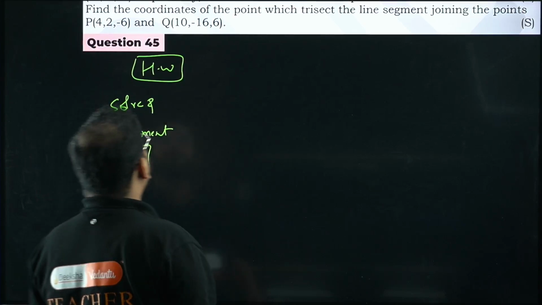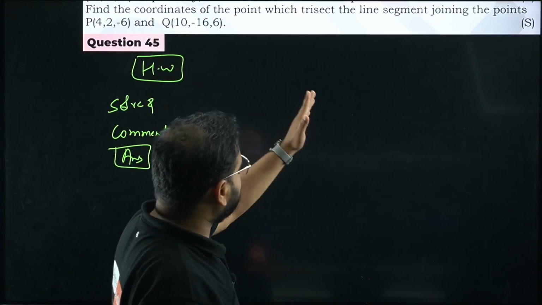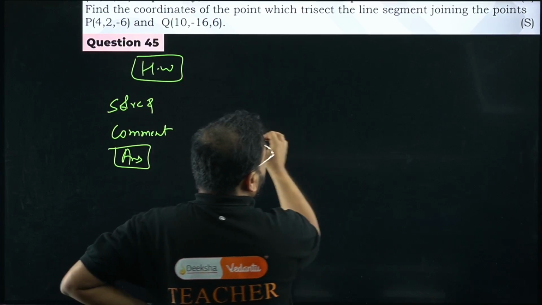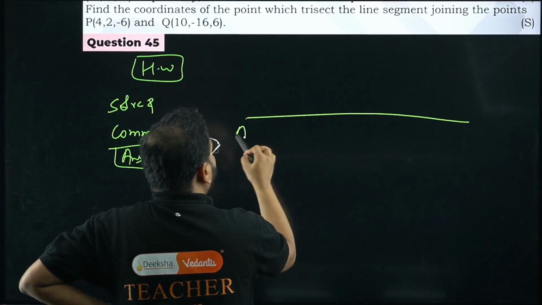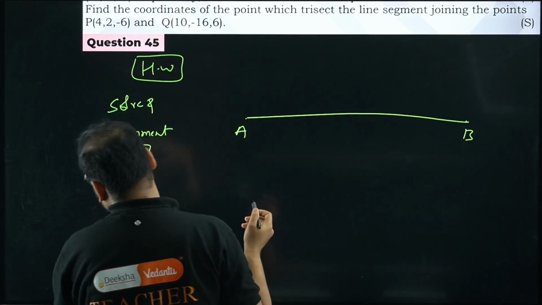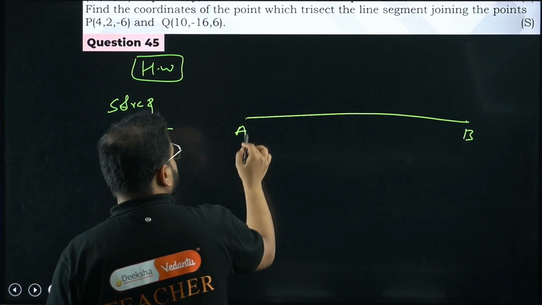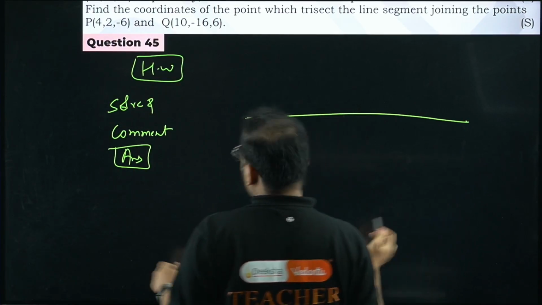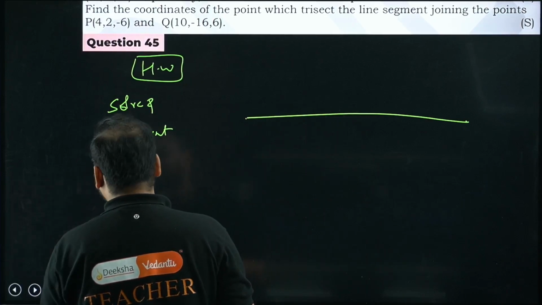Please check. What you can do for this? Find the coordinates of the point which trisects. So trisection means 2 points, right? We have 2 points given here. Sorry, they have given P and Q. I can't take A and B in that case. They have given the points P and Q. So I cannot change the coordinate values, right?